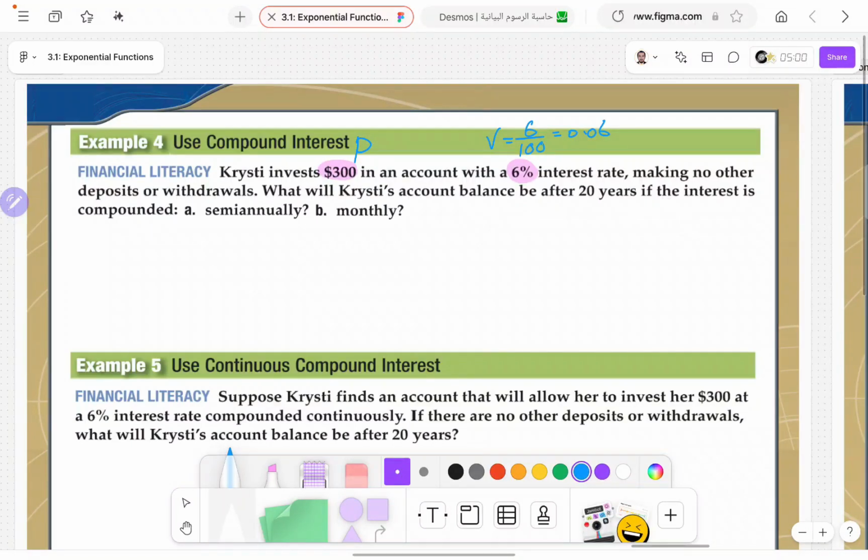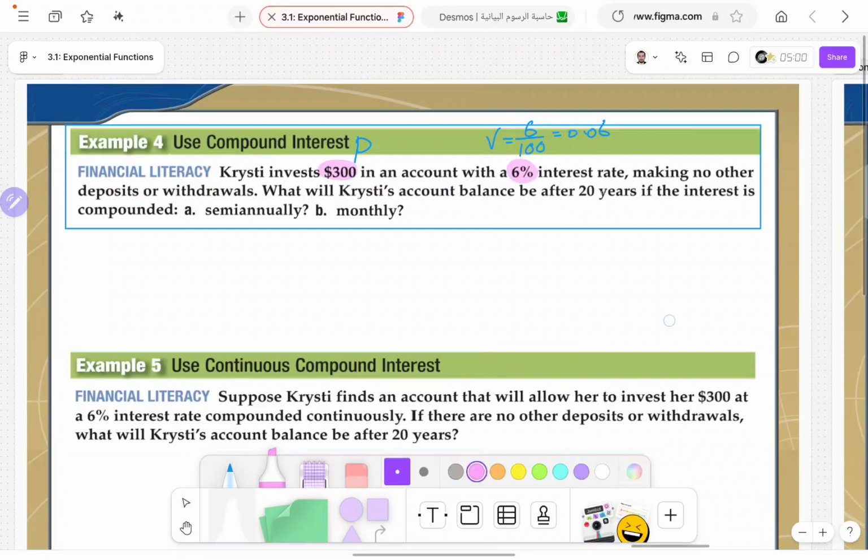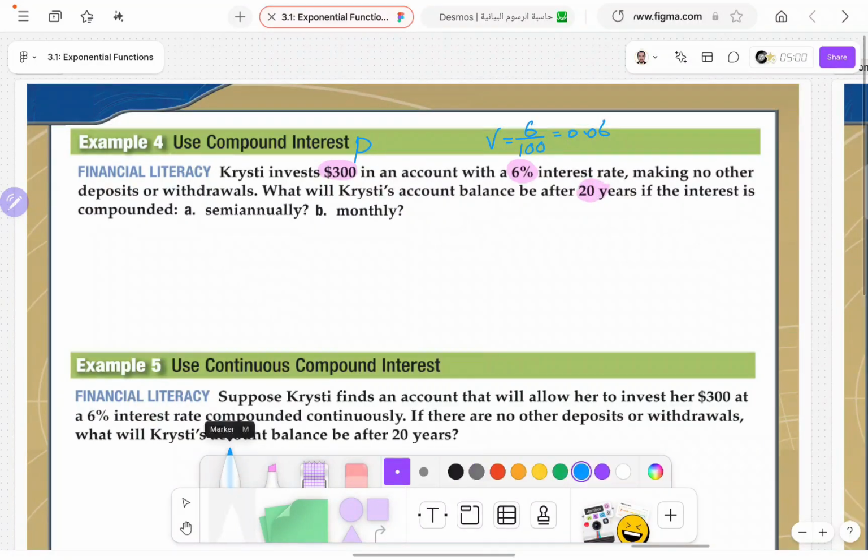Making no other deposits or withdrawals, what will Christy's account balance be after 20 years? Twenty years represents the time, t. If the interest is compounded, and it mentions there is no other deposit or withdrawal and just compounded, then it is not continuous, and she will not add any more money. The question needs to find it semi-annually. Semi-annually means n is equal to 2. Monthly means n is equal to what? 12. So now let's write the formula.